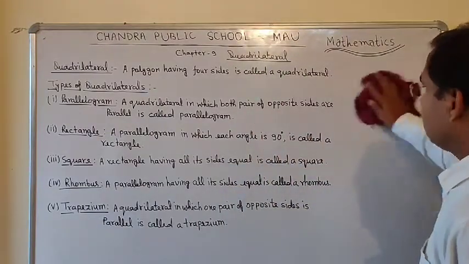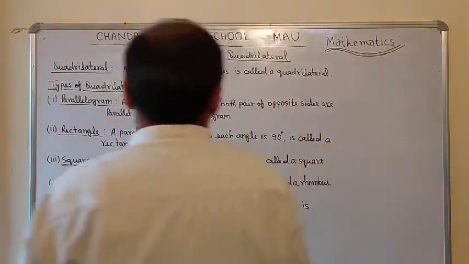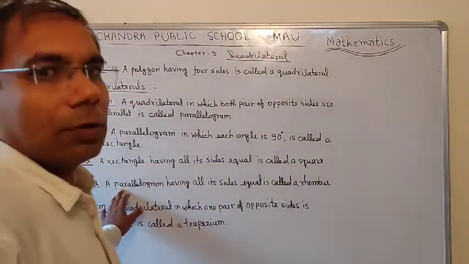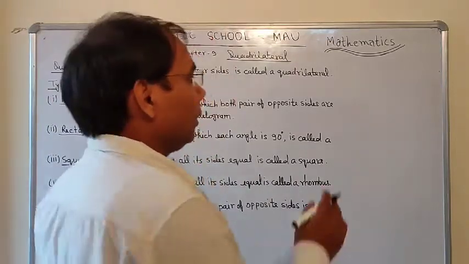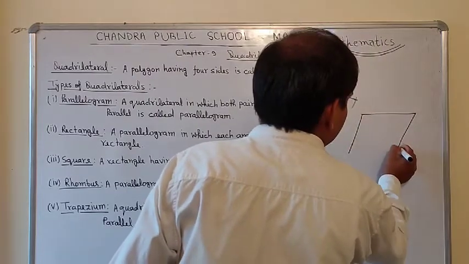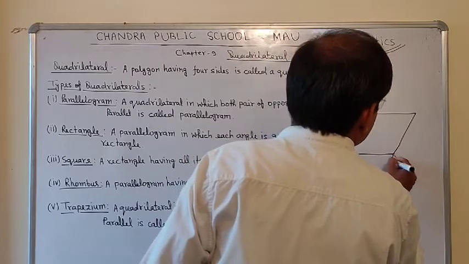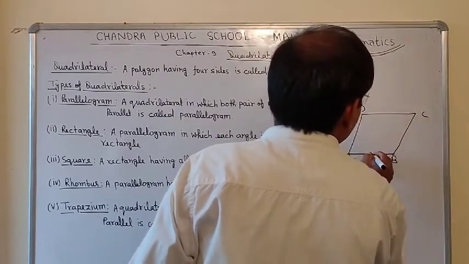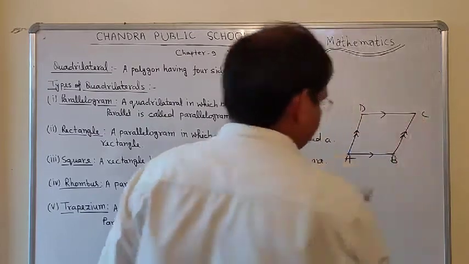Now next one is rhombus. So what is the rhombus? A rhombus is a parallelogram in which all the sides are equal. So if you are going to draw a parallelogram like this, suppose that here A, B, C, D is a parallelogram. So if it is a parallelogram, its both pair of opposite sides are parallel.